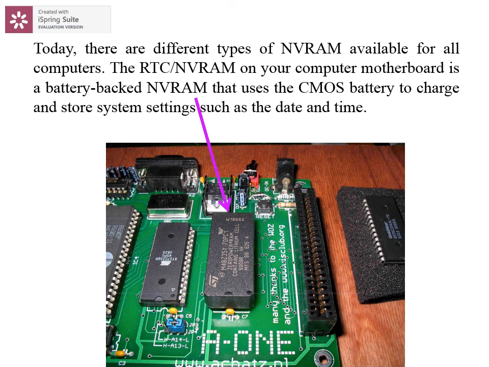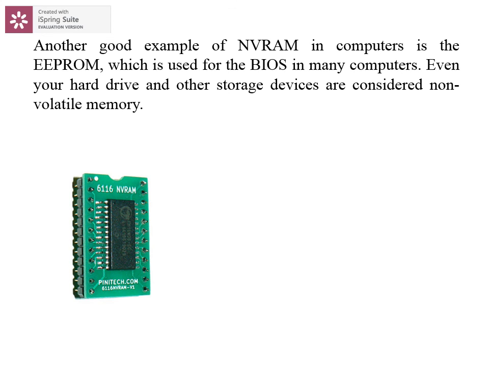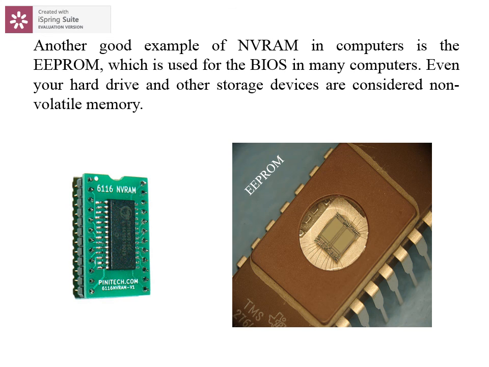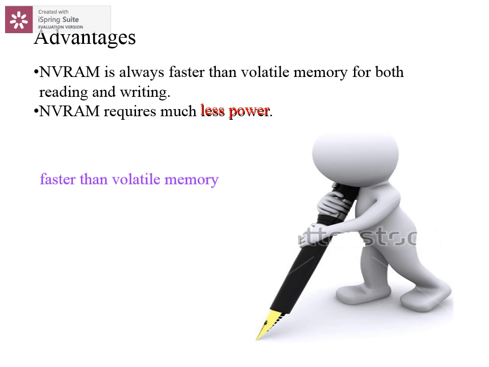The NVRAM on your computer motherboard is a battery-backed NVRAM that uses the CMOS battery to charge and store system settings such as the date and time. Another good example of NVRAM in computers is the EEPROM, which is used for the BIOS in many computers. Even your hard drive and other storage devices are considered non-volatile memory. Advantages: NVRAM is always faster than volatile memory for both reading and writing. NVRAM requires much less power.